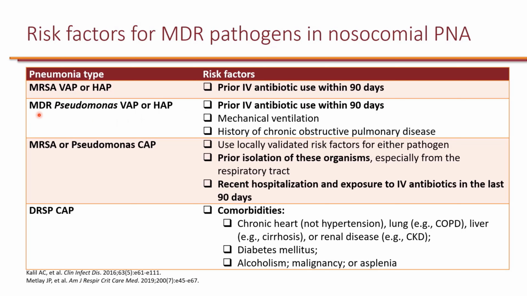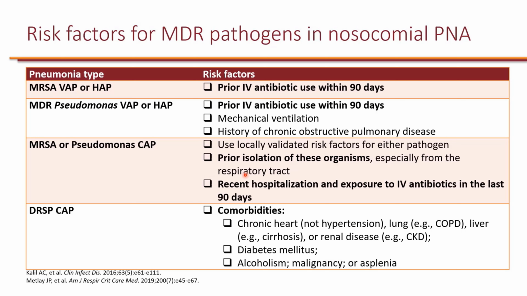Now, for multi-drug resistant Pseudomonas, two other risk factors include mechanical ventilation as well as history of chronic obstructive pulmonary disease. Now, when we look at the guidelines for CAP, you can see that for MRSA or Pseudomonas, they actually recommend to use a locally validated risk factor for either pathogen. So it really depends on the hospital because they couldn't find a validated risk factor that will work across the country. And one strong risk factor for MRSA or Pseudomonas is actually a prior history of isolation of these organisms, especially if it's in the respiratory tract.